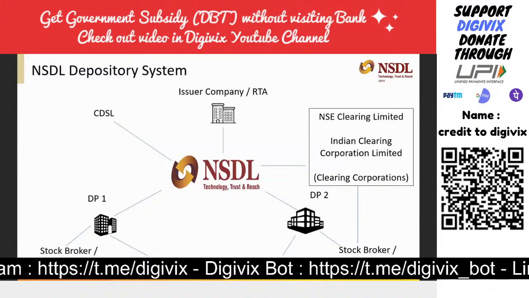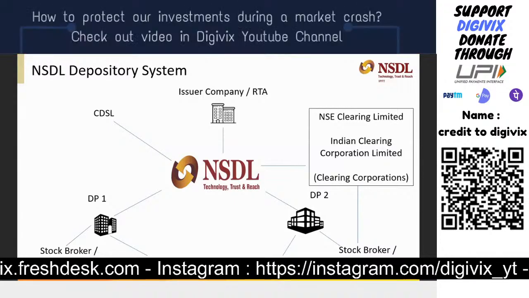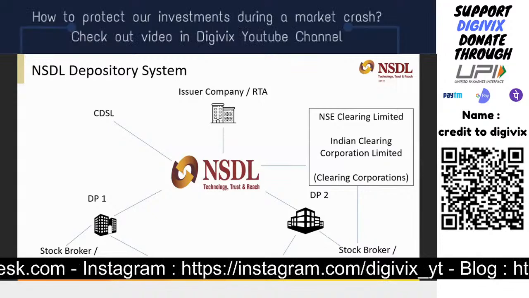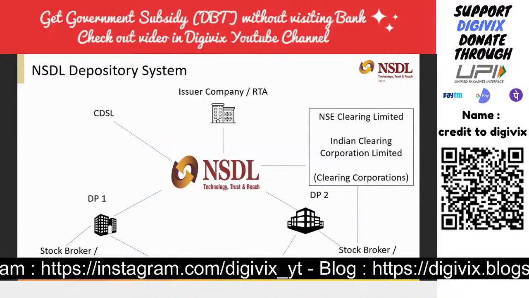Fine, I'll do that. On the other side, you can see we have CDSL, the other depository. So inter-depository transfers also take place. This can be done if you have two accounts. Maybe one buyer has an account with NSDL and the seller has an account with CDSL. Even that inter-depository transfer takes place.